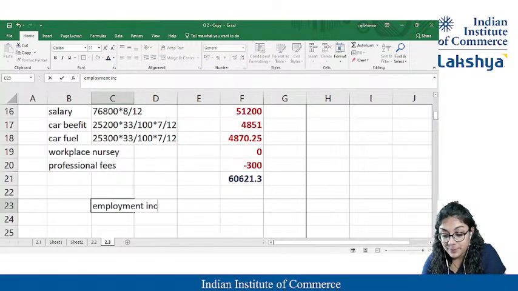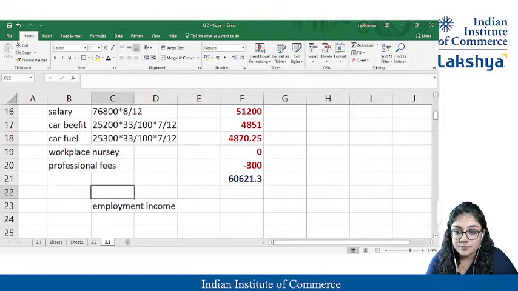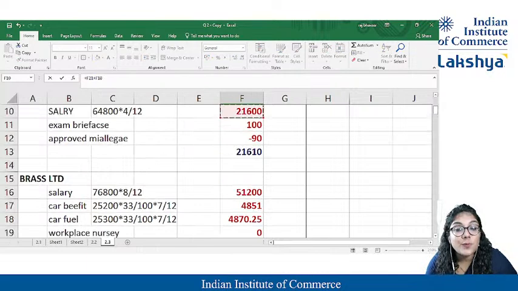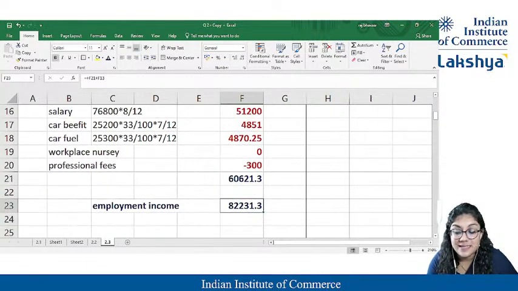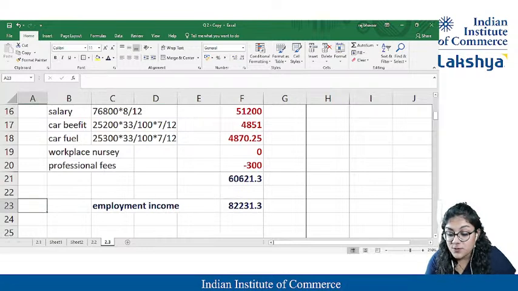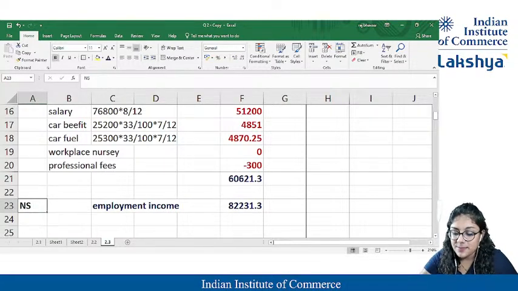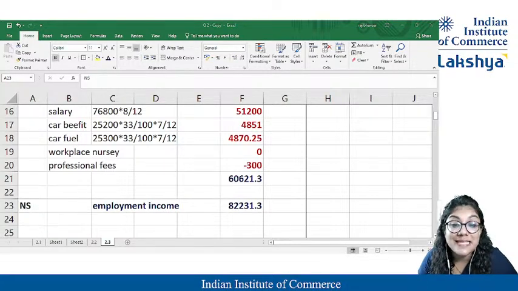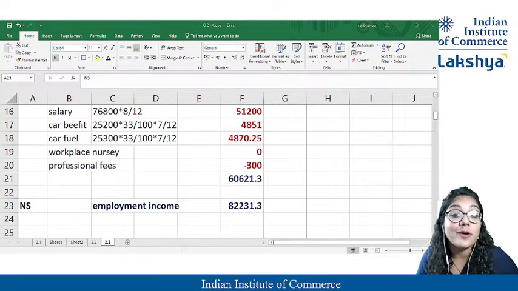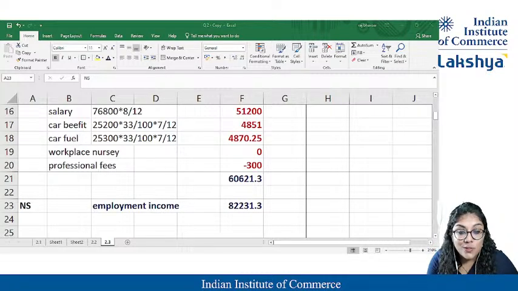My employment income is this plus what I received in the previous employment, because always I have to take the employment not just for some fewer months, it will be for the whole year. This is my employment income, which is known as NS. What is NS? Non-saving income. That means this is what you have earned. So this is my non-saving income.